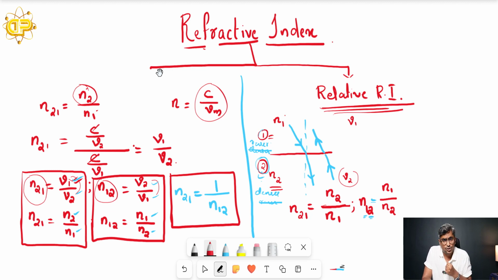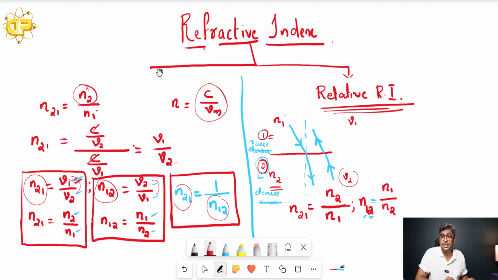So if you get a question, that question may give you this value, and you will be asked to find out N12. Then that is so simple. Just take the reciprocal and get the values there. They may give other credentials to confuse you, but there is no need of any confusion. Just write it down, take the reciprocal, get the answer. So simple. So that's all about the refractive index and the different types of refractive index.